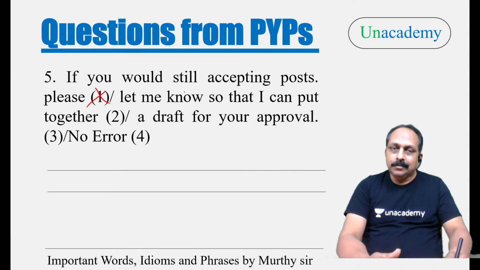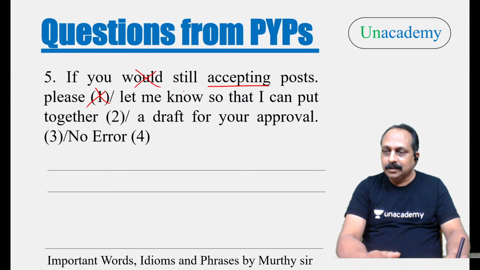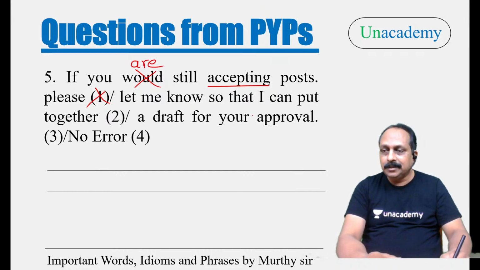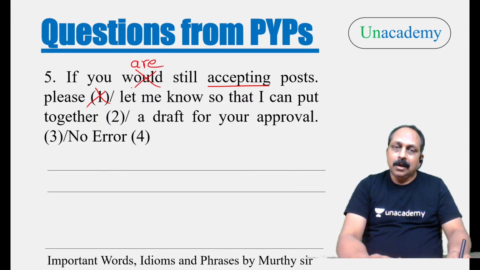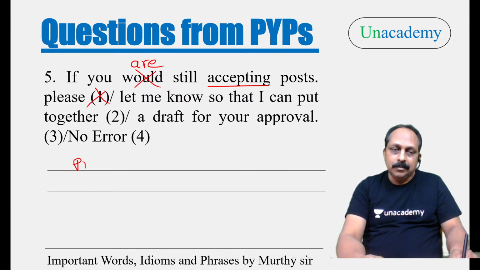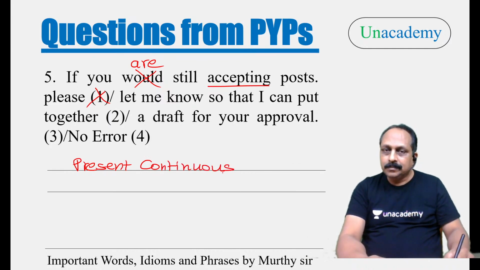If you would still, but here there is a verb in ing form, then you have to understand that if I drop the word would, still it is not correct. It should be different because the verb is in ing form. Then you have to use, if you are still accepting. If you are still accepting posts, you are accepting, which tense is that? Please answer my question. Present continuous.